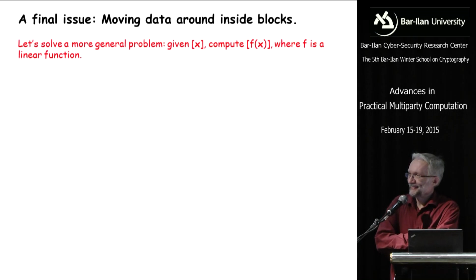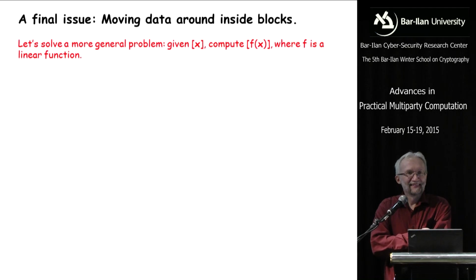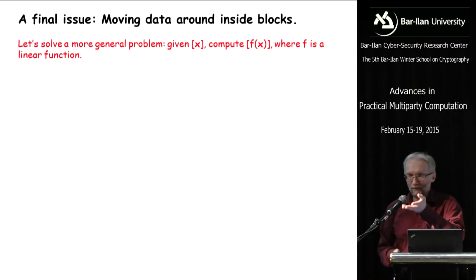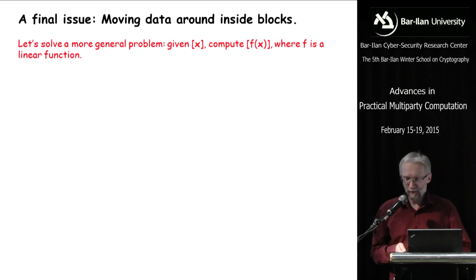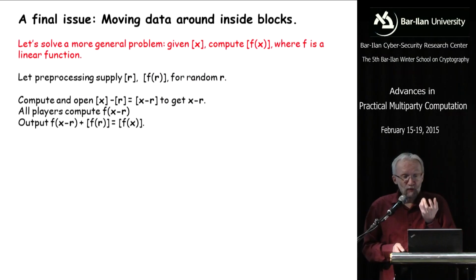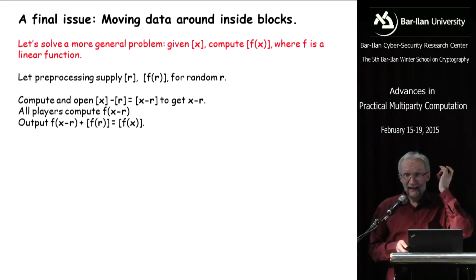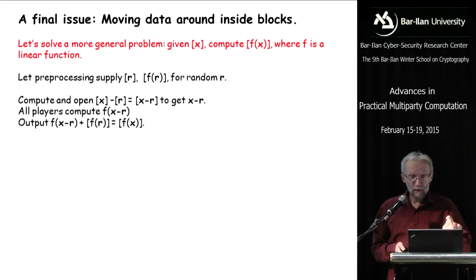Given that it's linear, can we just do it for a random point? Yeah, that's something like this. So since it's linear, what are we saying? Why not do this for a random point and then add up? Sure, that's what you do. So with the pre-processing, we supply representations of R for random R and of f of R.